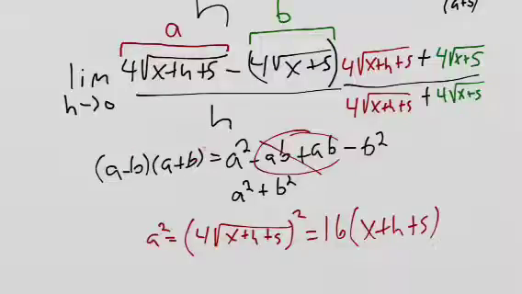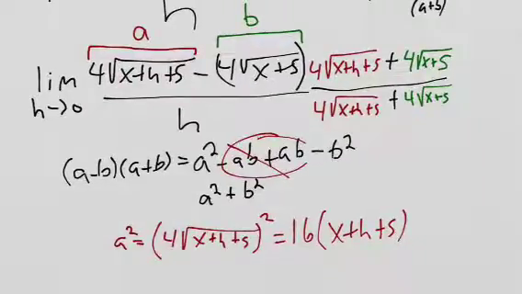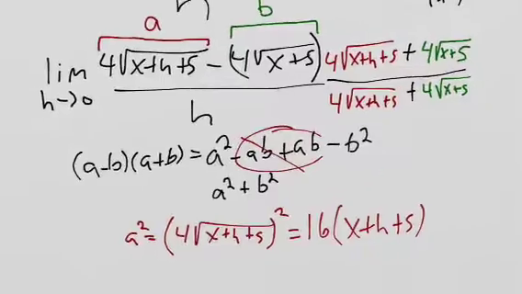When we multiply those together, we get a negative b squared, not a positive b squared, sorry. So we have our a squared now, and now we need to find our b squared, which is going to be a similar thing. It's just going to be 16 times x plus 5. So let's write this fully out now.